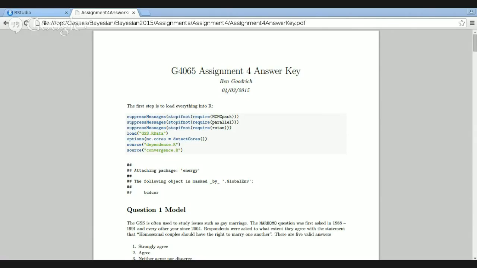Good. Okay. Welcome to section 10 or something. Today, we're primarily going to go over the answer key for problem 4. And then we'll also talk about how to use JAGS and write a JAGS model.